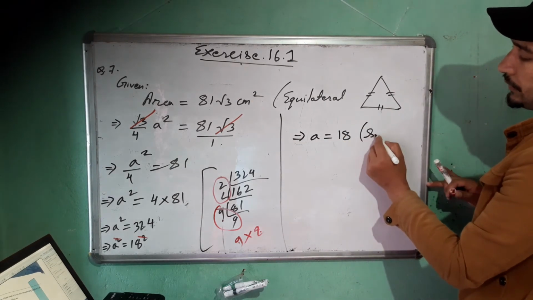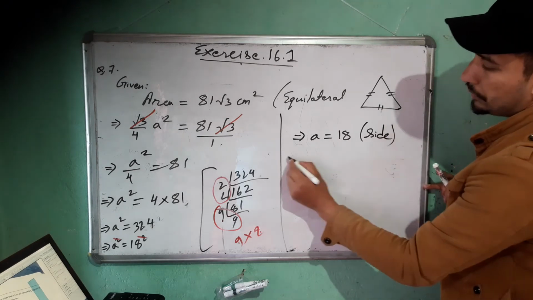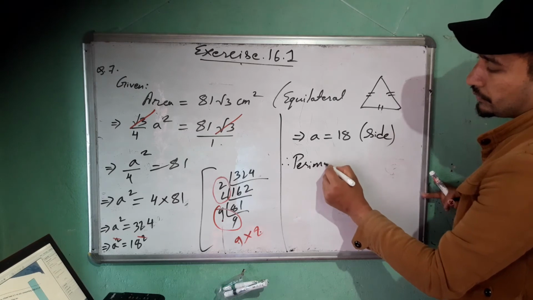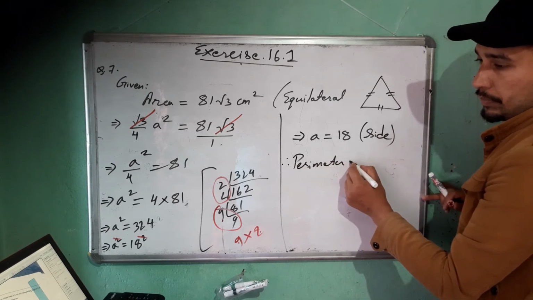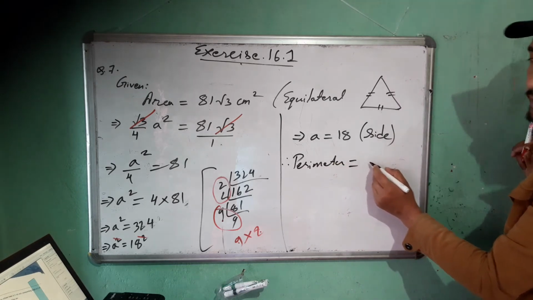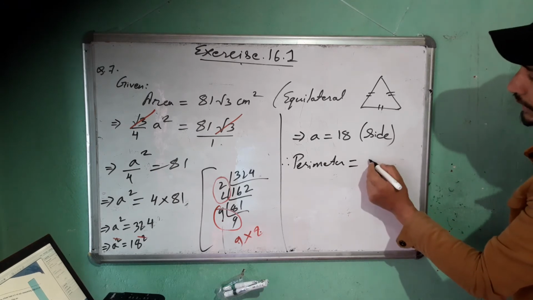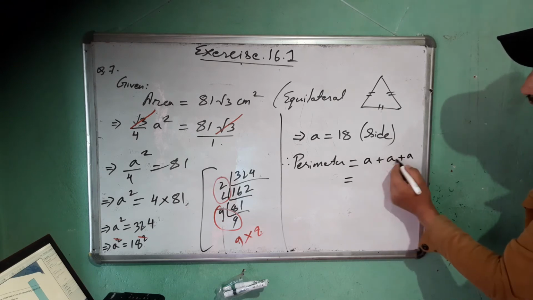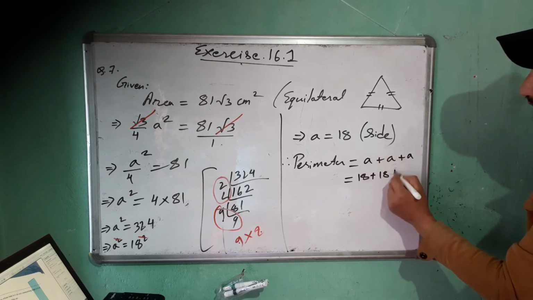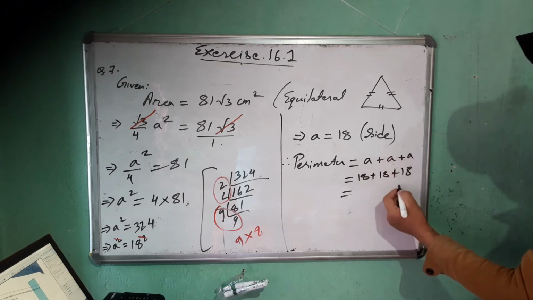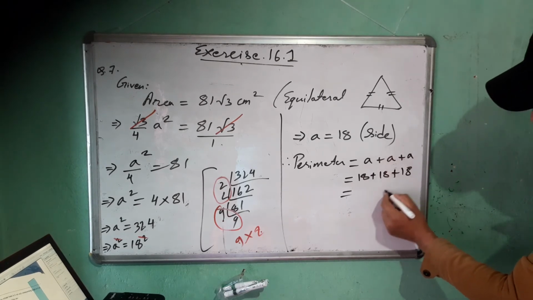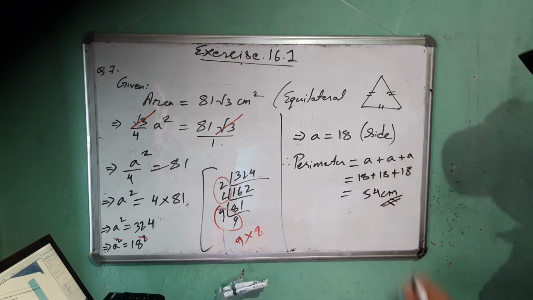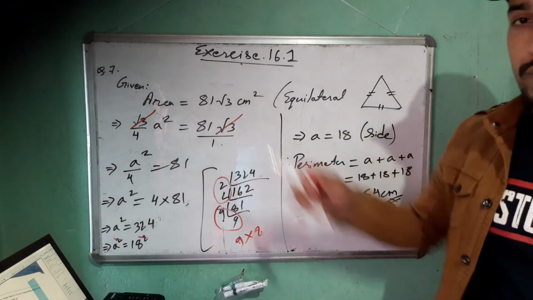A means side. This is the side. Therefore, perimeter. Your question was to find the perimeter. Perimeter is equal to side plus side plus side, A plus A plus A, the sum of the sides. So 18 plus 18 plus 18. So it will be how much? 3 into 18, it's 54 centimeter only. The unit will be centimeter only. Don't write centimeter square.